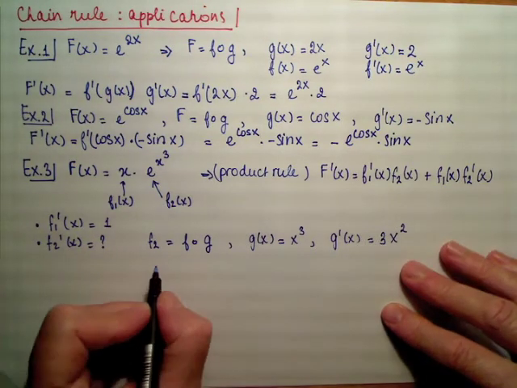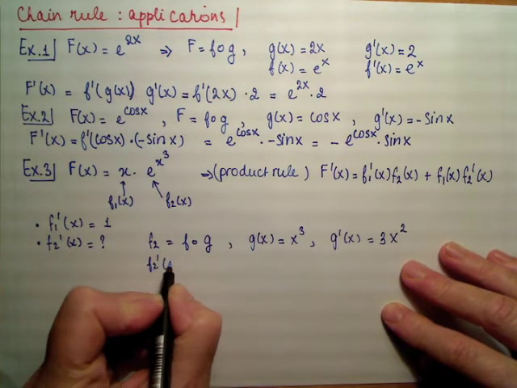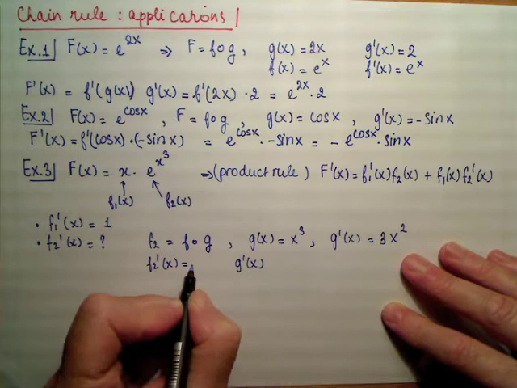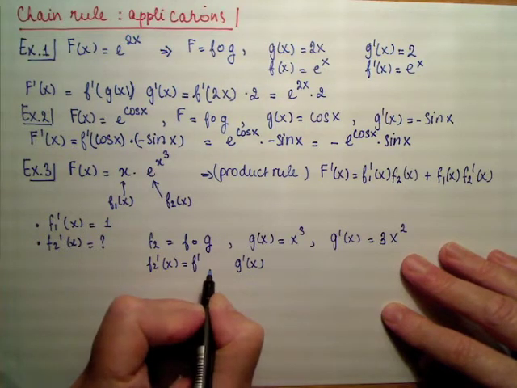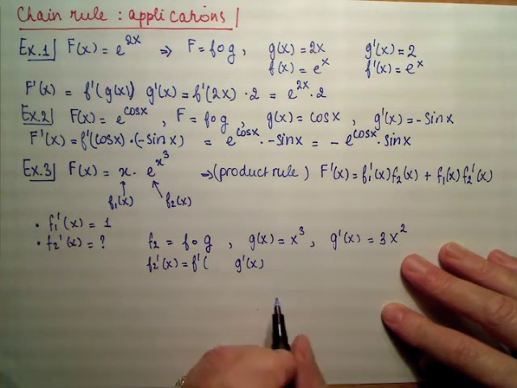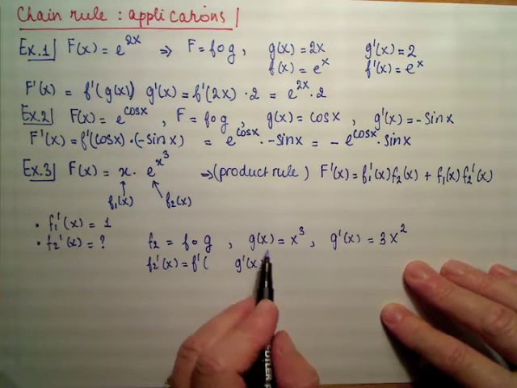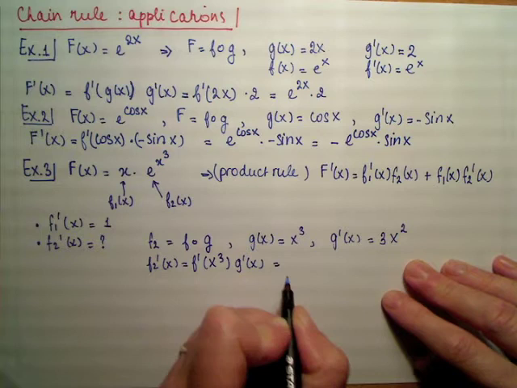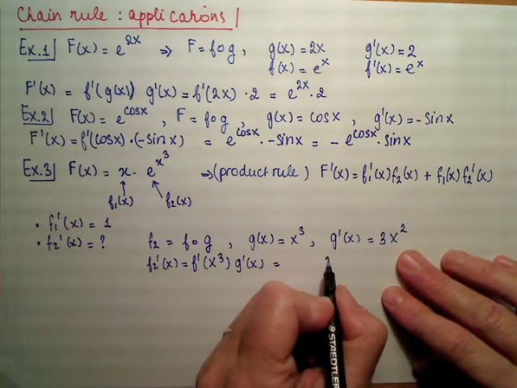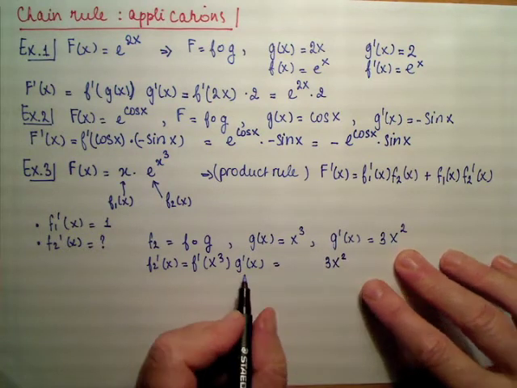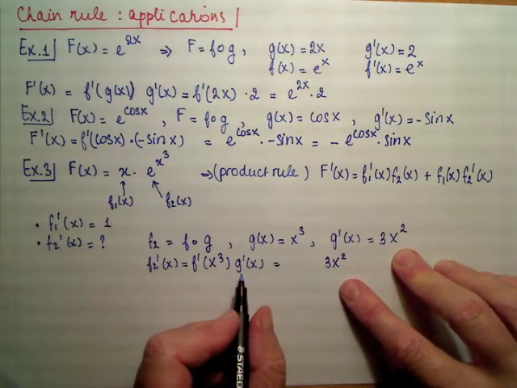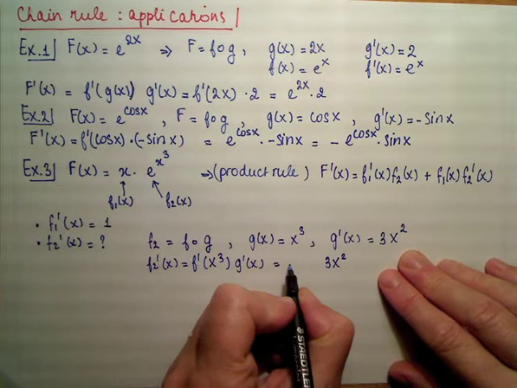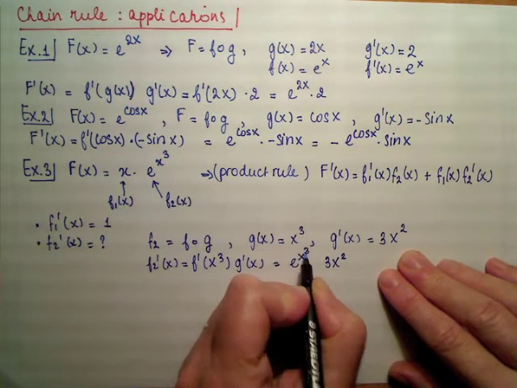Now, what is the derivative? F2 prime is the derivative of g multiplied by the derivative of little f evaluated at the point g of x, which is equal to x to the power 3. And let us insert it. We get 3x squared, which is the derivative of g at point x, and we insert our expression for little f, which is e to the power x to the power 3.